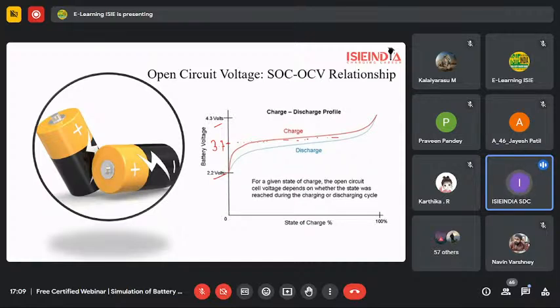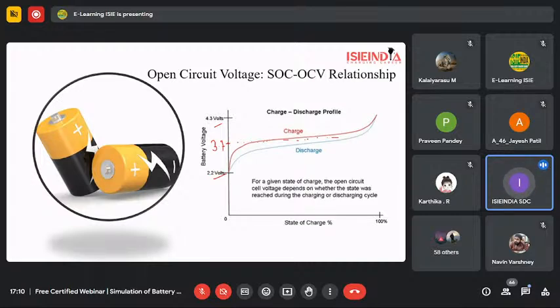And if the battery goes beyond this lower cutoff voltage, what will happen? The battery will go into deep discharge. From deep discharge, the battery either needs to be replaced or charged with a high value of current. So we should always avoid the lower cutoff as well as the higher cutoff. The battery voltage should always remain in between these two.